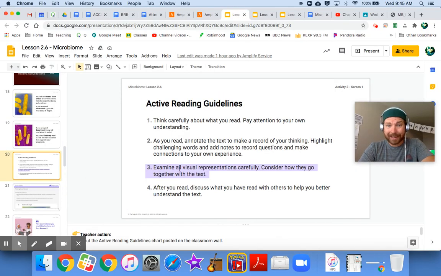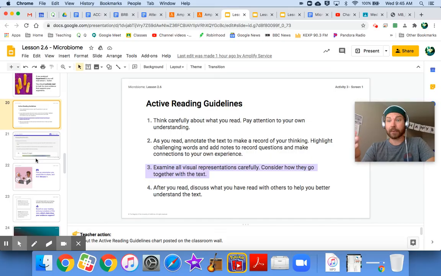And check this out. Examine all visual representations carefully. Check out those visual representations to see how well they can actually help you understand what's going on and what the text is talking about.